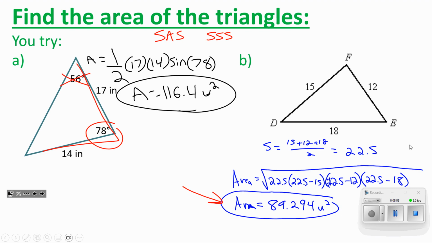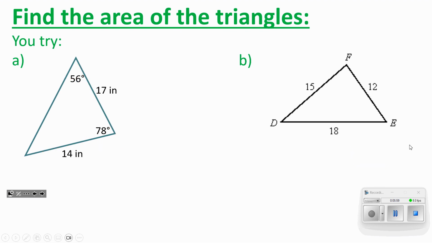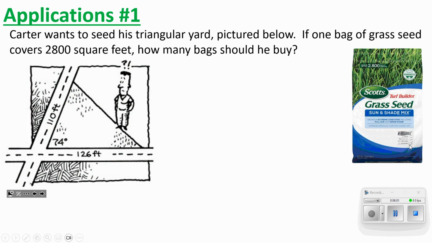All right. We're going to do a couple quick applications and call it a day. We'll just walk through these guys together. So, here we go. Carter wants to seed this triangular yard pictured below. If one bag of grass seed covers 2,800 square feet, how many bags should he buy? So there's a nice depiction of Carter confused at his yard. It's triangular. I see these two streets and the angle between them.